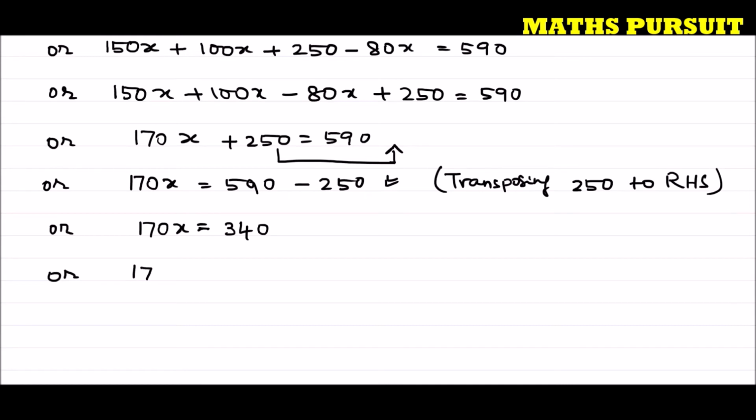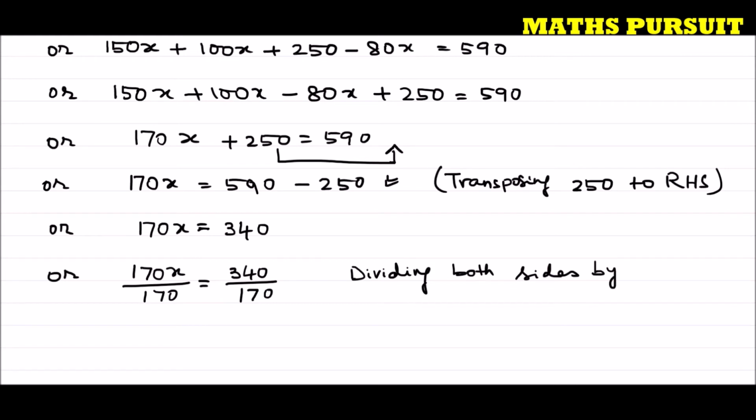Or I can write 170x divided by 170 is equal to 340 divided by 170. What I am doing here? I am just dividing both sides by 170. Why am I dividing? I am dividing both sides by 170.